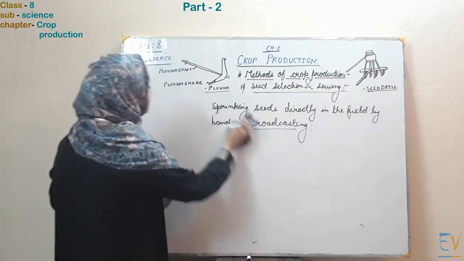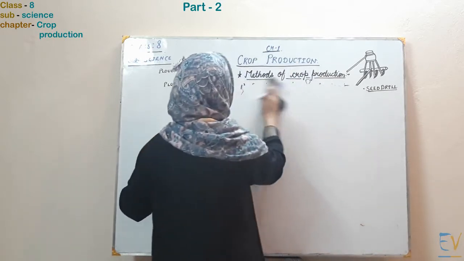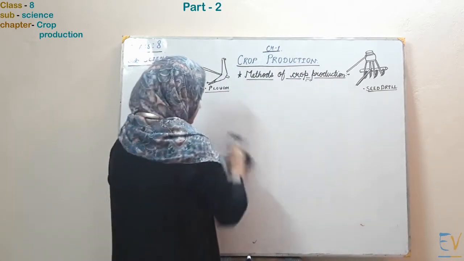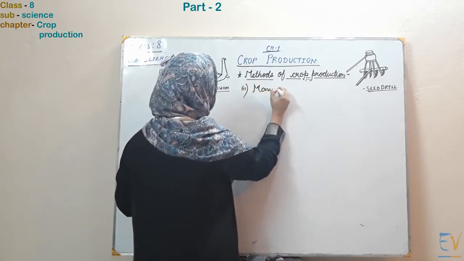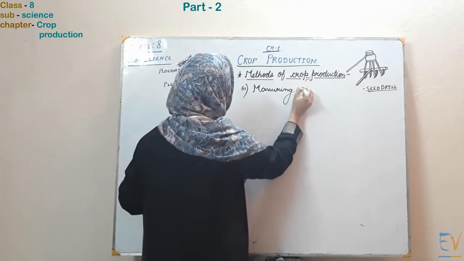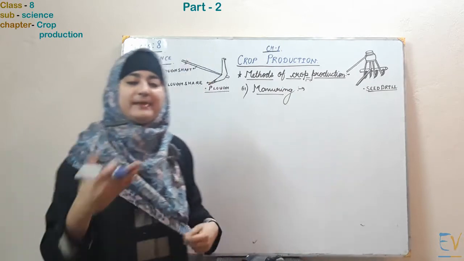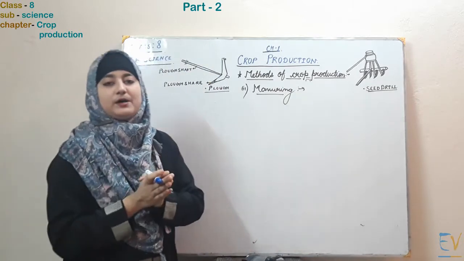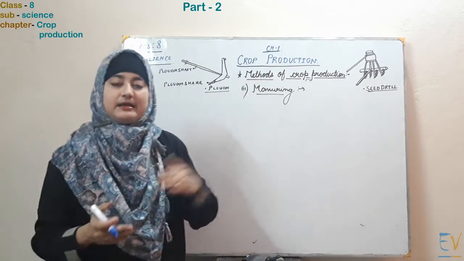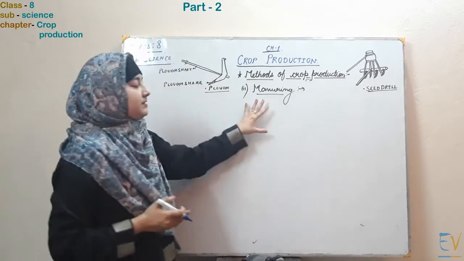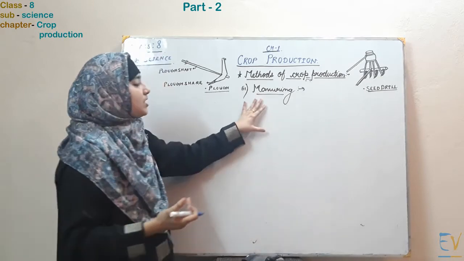Now the next method of crop production is manuring. Now, what is manuring? The process of applying manures in the field. Now, what are manures? These are nothing but organic compounds formed by dead and decaying organic matter such as plants and animals. So that is manuring: the process of applying manures in the field or in the crop is called manuring.